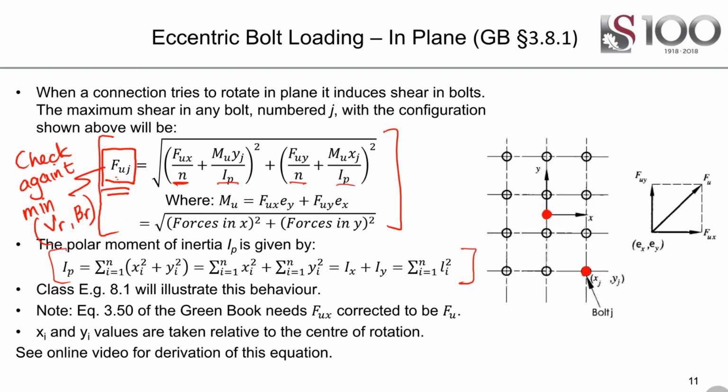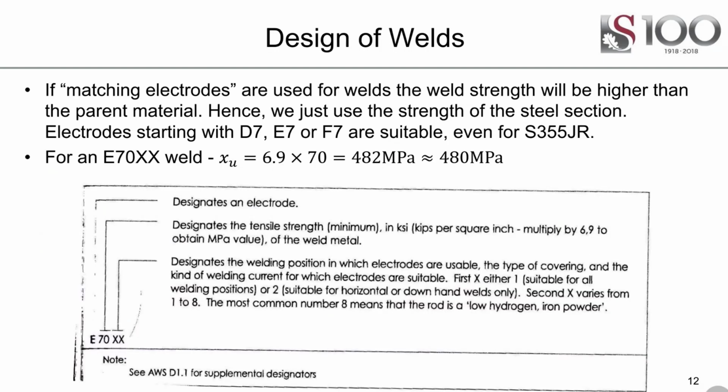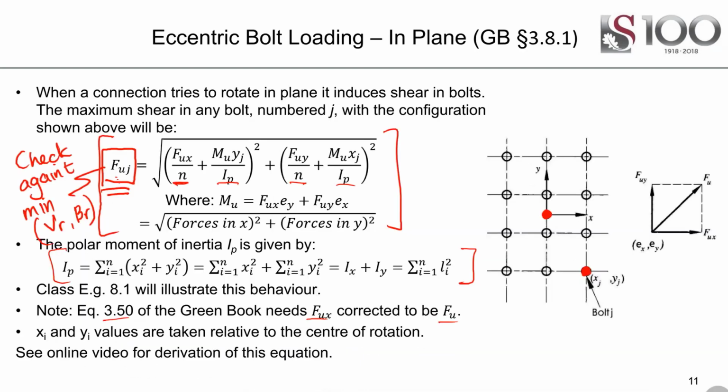You work out the center of rotation and you use it and measure everything from it. And we will do an example to illustrate this. And then just a quick note, if you are using the red book, you just need to make a correction to the one equation if you are using this from this. As I said, x, I, and y are taken relative to the center of rotation, and see online for the derivation of this, and then also the application of this in a worked example.